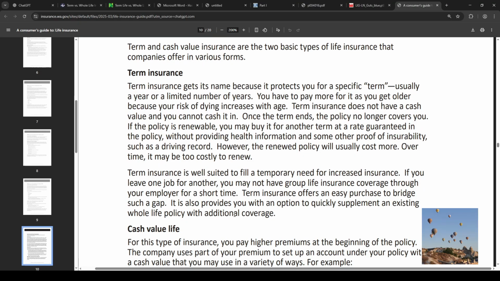For term life, the math is simple. Total cost is basically total premiums because there is no cash value. But the benefit is also simple. You can often buy a very large death benefit for a relatively small cost. That is why term is widely used for income replacement, mortgage protection, and child-raising years.